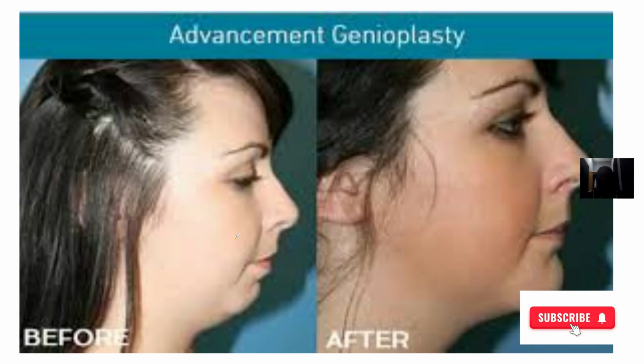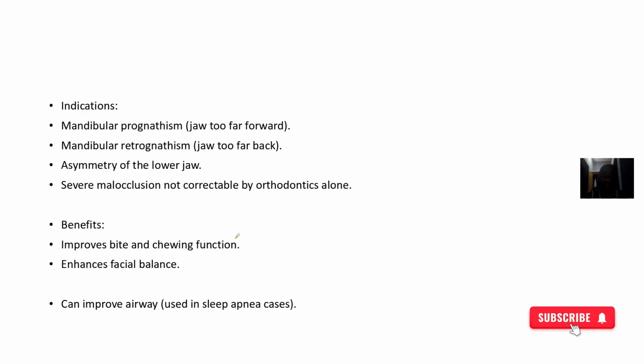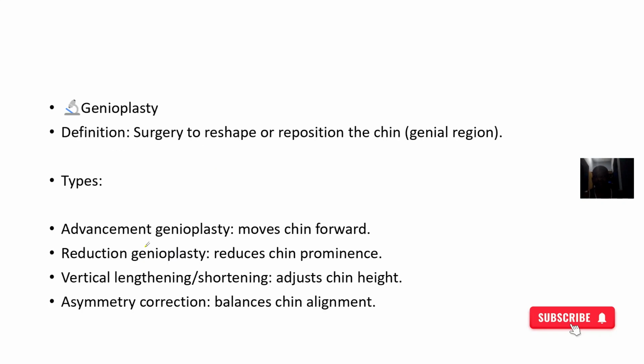Okay. Right. So indications: mandibular prognathism or mandibular retrognathism. So it could be that the lower jaw is too forward or is too backward. Do you understand? So it's leading to what? There's no alignment between the upper jaw and the lower jaw. So it improves how you are able to eat, chew and bite, enhances how your face will look, and can also improve airways.